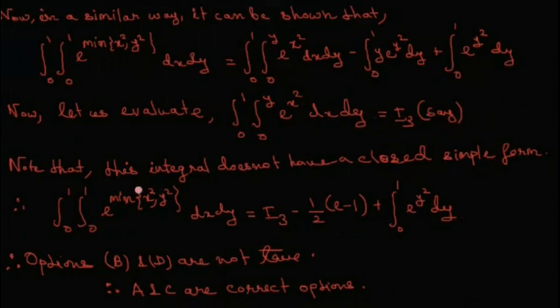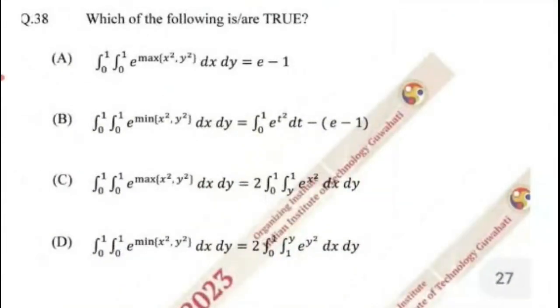So our final integral becomes I3 minus half into e minus 1. This integral always turns out to be half into e minus 1, as we have seen in the previous cases, plus the integral 0 to 1 of e to the power y square dy, which does not match with option B and D. Hence these two options are false. Hence the only correct options here are A and C.